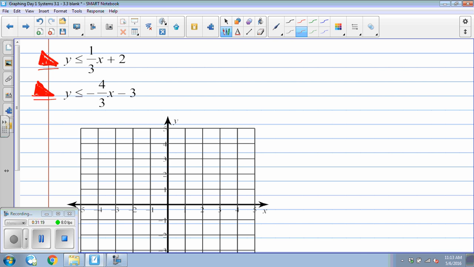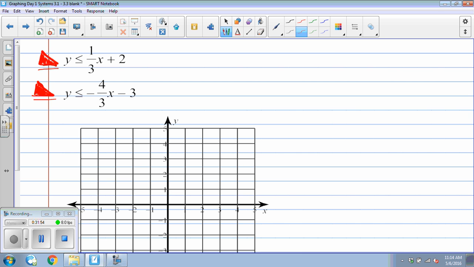So you see why it's important that if you have to reverse that inequality, it matters? Because when you tell your calculator to shade, you're going to tell it to shade the wrong side, and your answer will be wrong. Now, your solution is that double shaded area, where both are shaded simultaneously. All of those points in that double shaded area make both of these statements true.